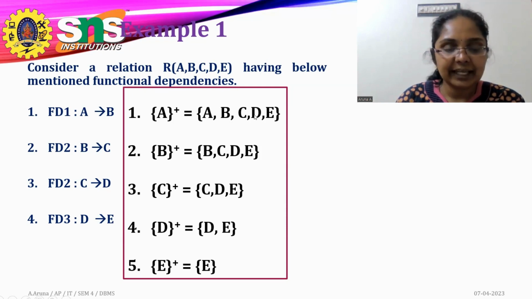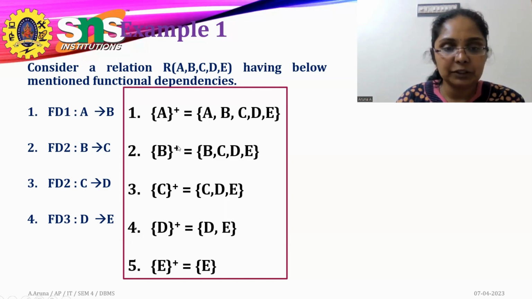Now we are checking whether D can derive any value. Yes, D can derive the value of E. So that we're going to write. So A closure can contain all the 5 attributes. If all the attributes are present in that particular closure set, we can call it a super key. So this one is a super key.